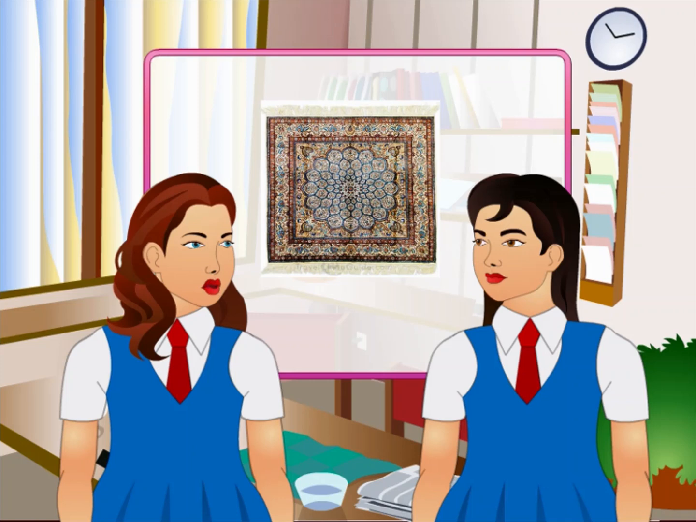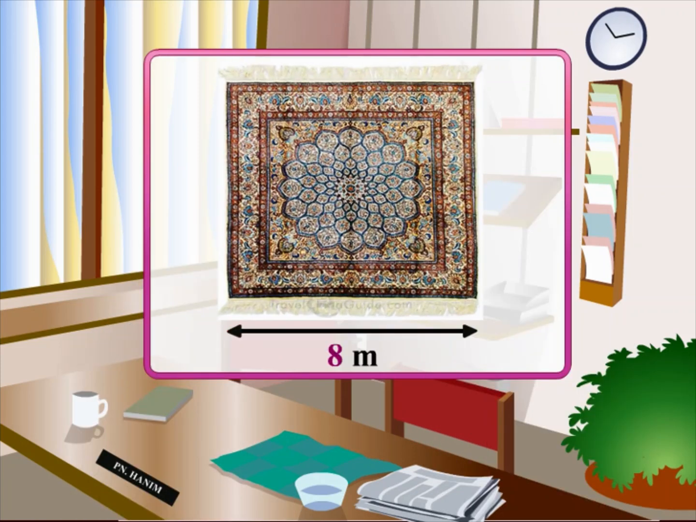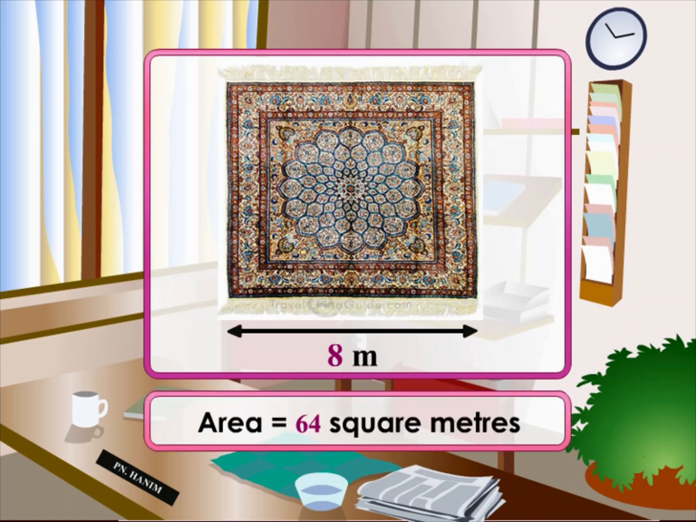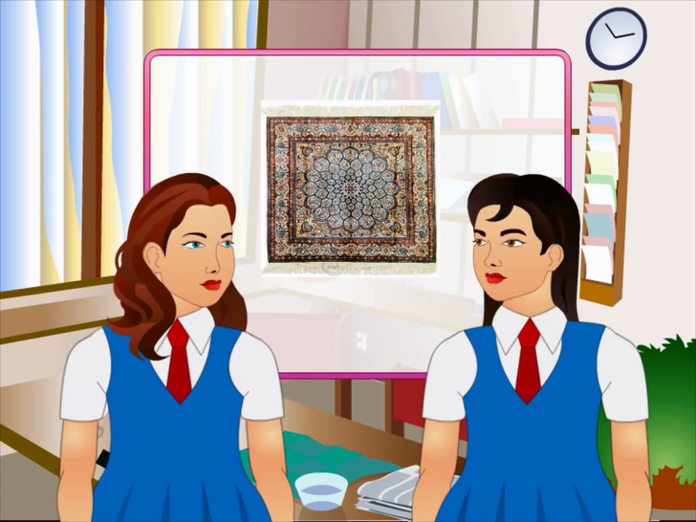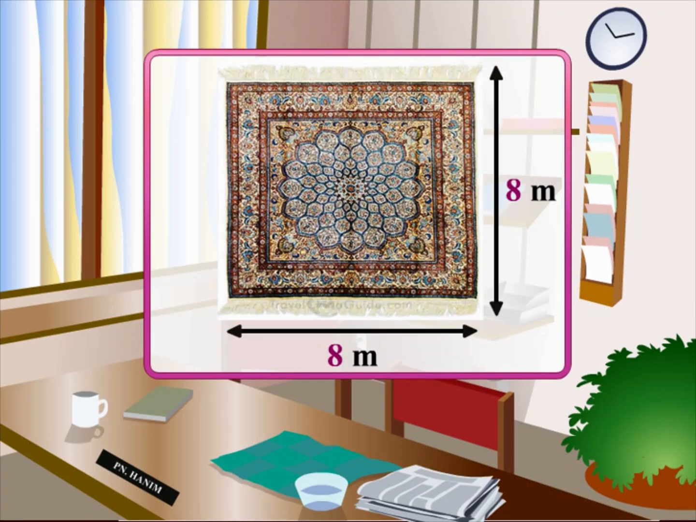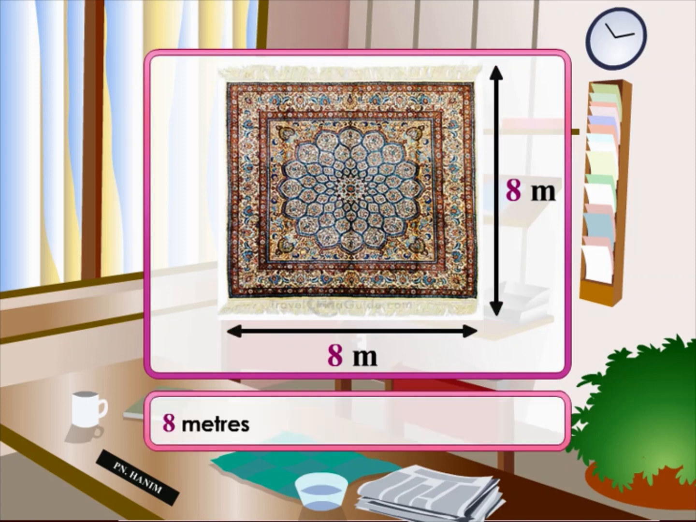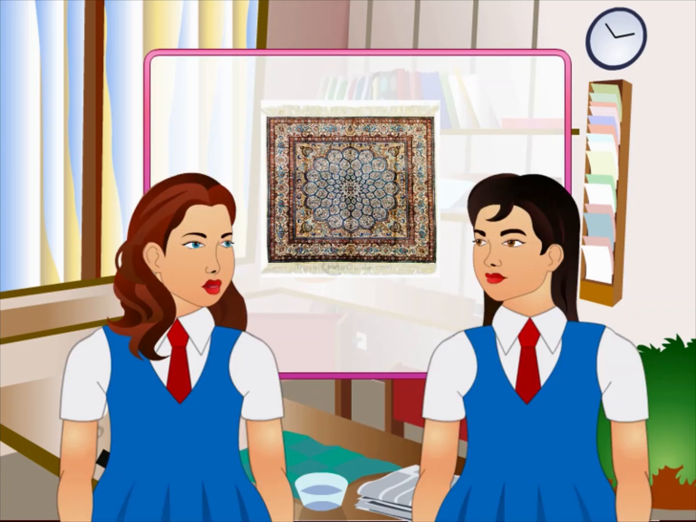What is the area of the square carpet? The length of this square carpet is 8 meters, so the area is 64 square meters. How did you get it, Rohan? Remember, Puan Hanim told us that if it is a square, then all the sides are equal. The area is the product of its two sides, which is 8 meters times 8 meters, which is equal to 64 square meters. Okay, so what about the perimeter?